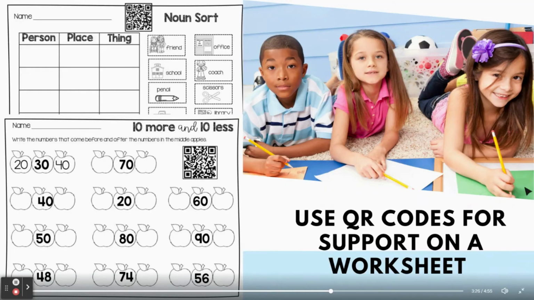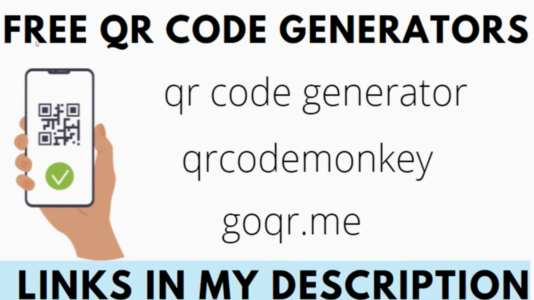Finally, I like to include QR codes on worksheets that students work on independently. This is great for differentiation. If students are struggling with the concept, they just scan the QR code and it will bring them to something that can help them complete the assignment, either a video by you or a YouTube or any other video that teaches the concept.